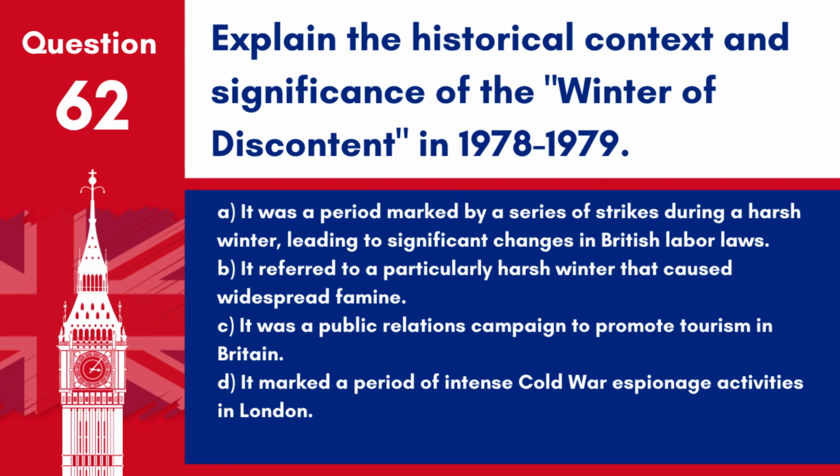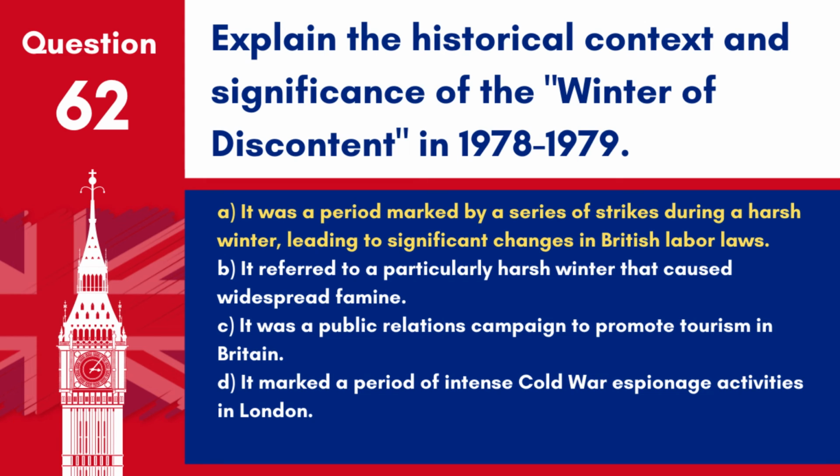Question 62. Explain the historical context and significance of the Winter of Discontent in 1978 to 1979. A. It was a period marked by a series of strikes during a harsh winter, leading to significant changes in British labour laws. B. It referred to a particularly harsh winter that caused widespread famine. C. It was a public relations campaign to promote tourism in Britain. D. It marked a period of intense Cold War espionage activities in London.